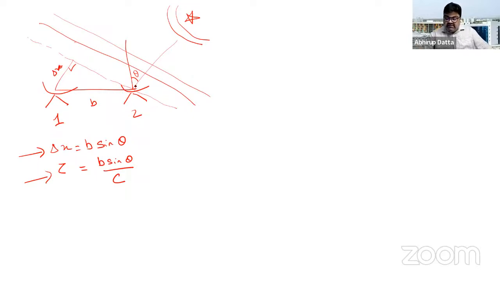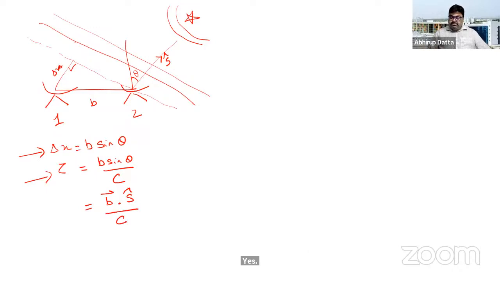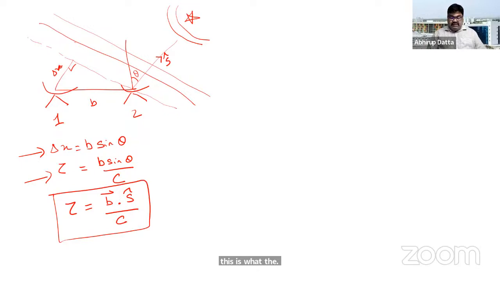Now, if I take this particular direction as S, a unit vector towards that, then this can also be taken as B dot S divided by C. Okay. So that's what we discussed last time, that this is the difference between the time delay of the signal appearing in antenna number 2 versus antenna number 1. All right.